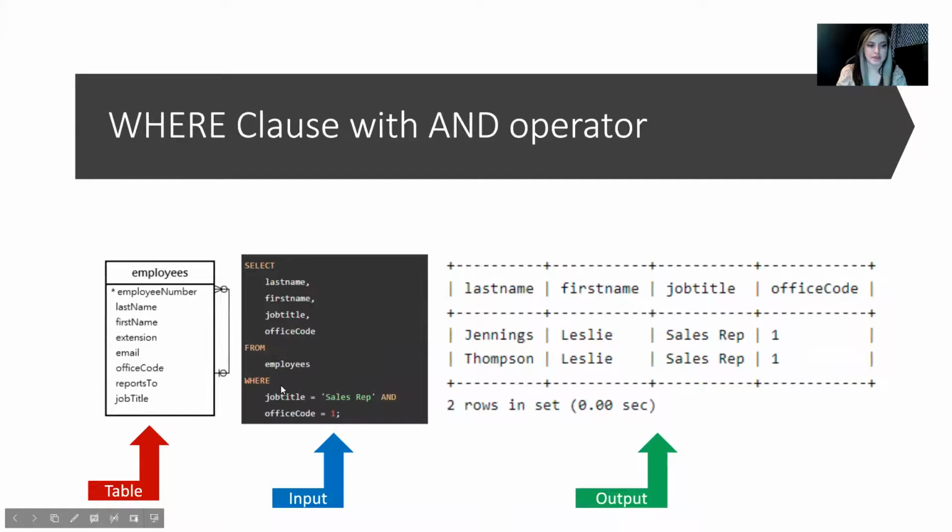So same thing here. We are using the employees table still. So we want a sales rep and the office code that is 1. So when this is used as an input, we're only getting back 2 employees now because both of them had the office code 1 and are sales reps. So if the office code wasn't 1 or the job title was not sales rep, we will not see that returned.